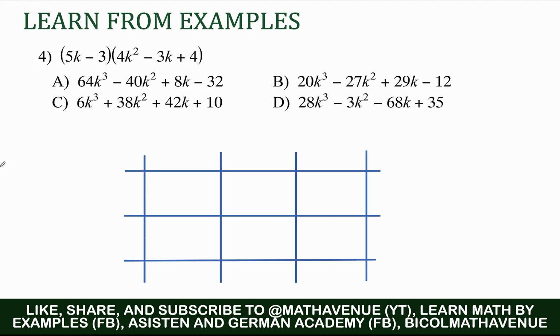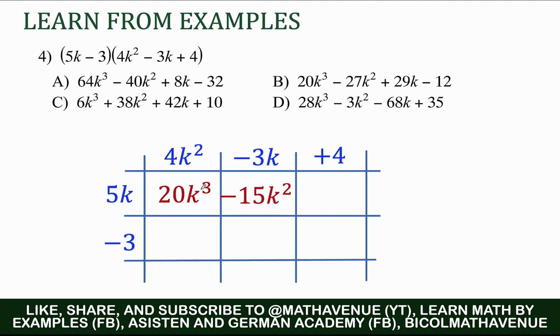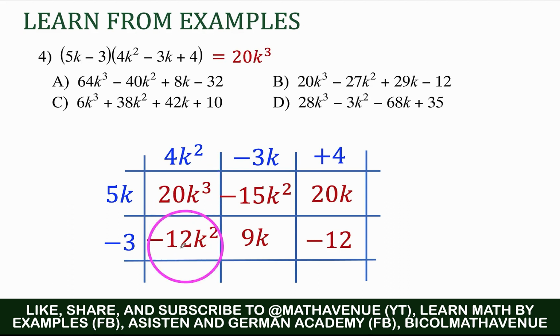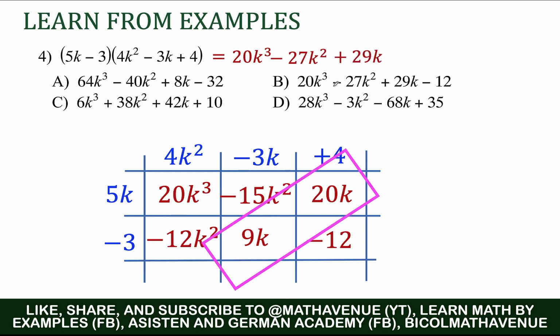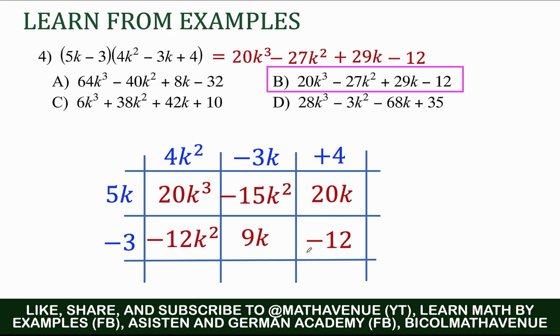Another example. This time you have a binomial times a trinomial, but still the process is the same. So, multiply pair by pair. And in this case, you have 6 partial products. Then once you have those partial products, combine like terms. There's nothing like 20k to the third, so just copy it. But negative 12k squared and negative 15k squared are like terms, combined to negative 27k squared. The same with 9k and 20k that can be added to 29k, and copy minus 12. And that is now the answer, which is letter B. With the tabular method, it's very clear. If you forget something, there's a hole in your table.